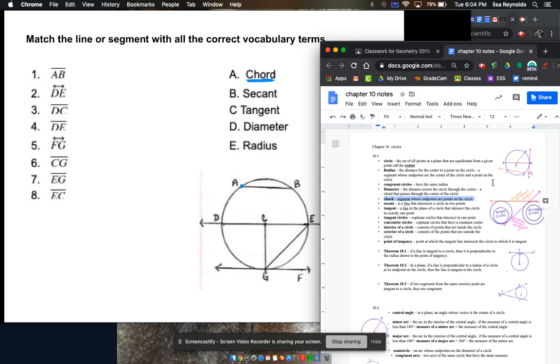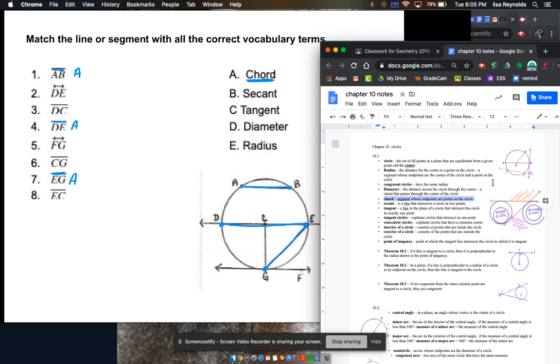So if I look at points A and B on the circle, a segment that connects them would be a chord. We have points D and E on the circle, so the segment that connects D and E would be a chord. We also have point E connected to point G, which is on the circle, so the segment EG is also a chord.